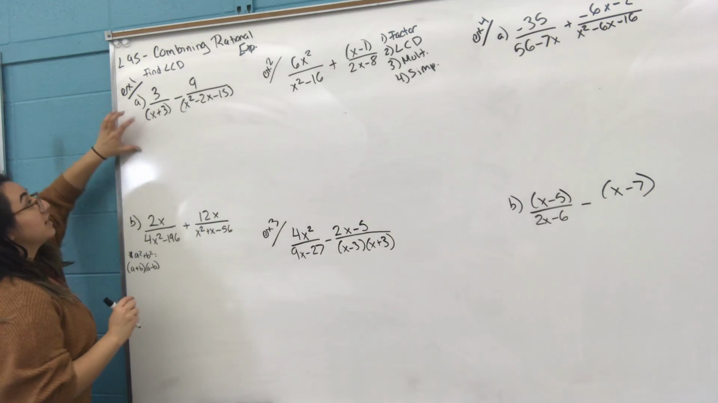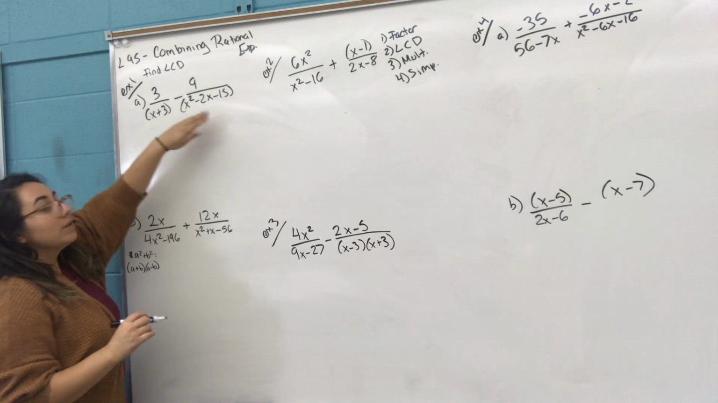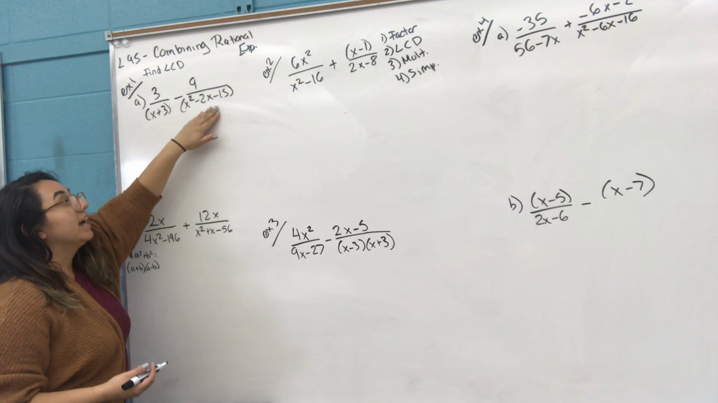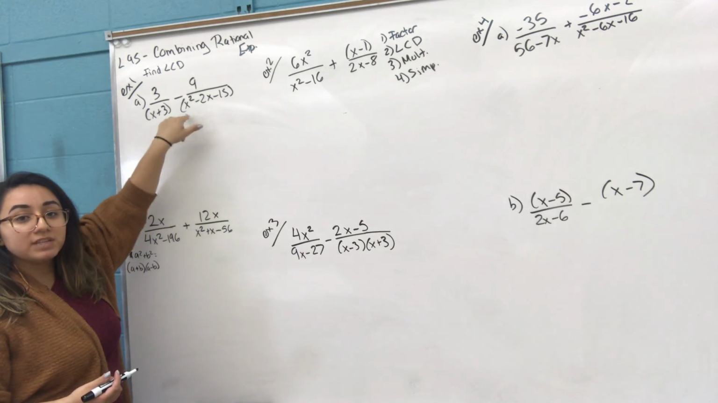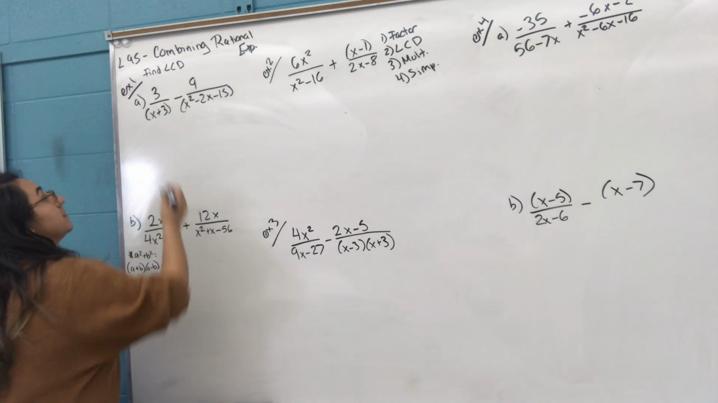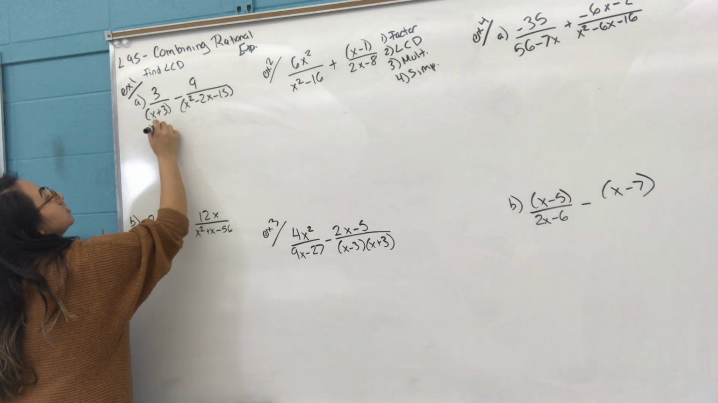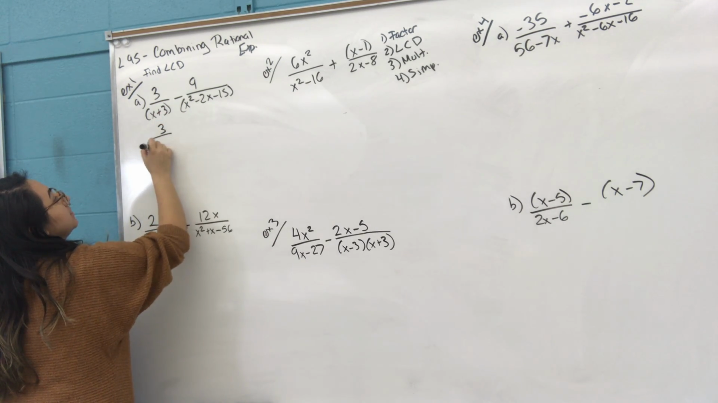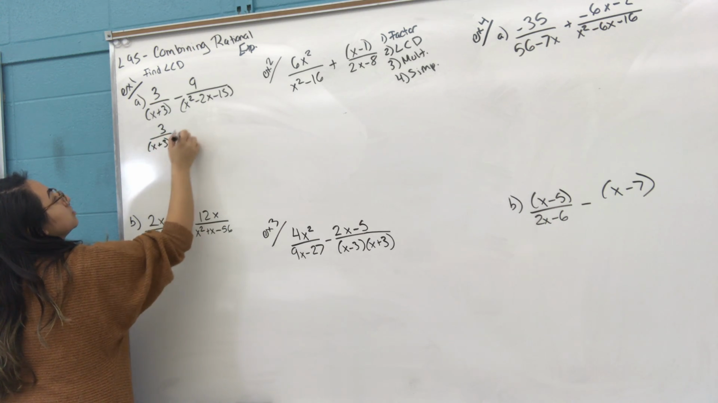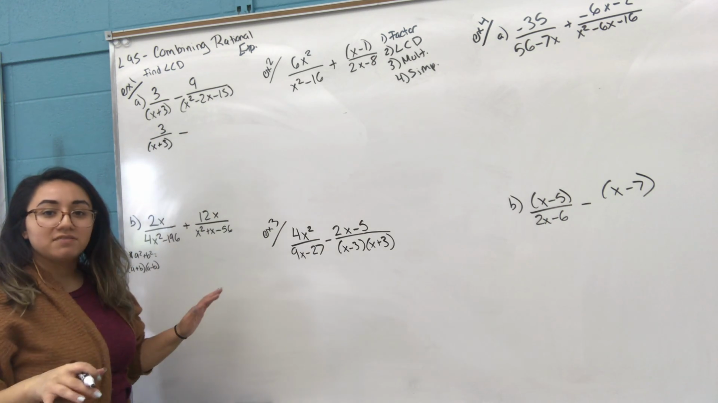So now let's go ahead and find the least common denominator. Here, we can't find it yet. We have to go ahead and factor. You'll see a lot of these trinomials with the x squared, and you have to factor. So let's go ahead and factor this. The first one, 3 over x plus 3, can only be written as 3 over x plus 3, so there's nothing else you can factor from there.